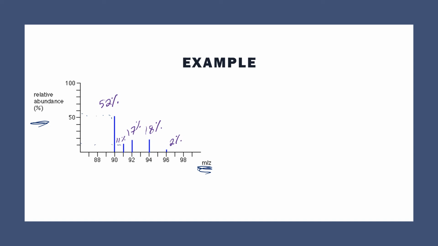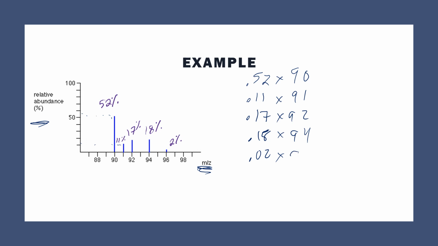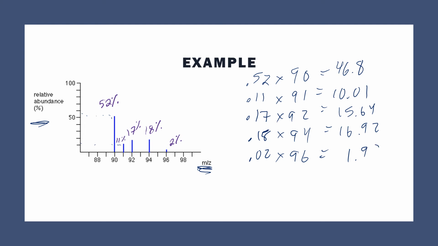So you'll change the percents to decimals, 0.52, 0.11, 0.17, 0.18, and 0.02. And then you will multiply by the masses from the x-axis there. So 90, 91, 92, 94, and 96. Go ahead and multiply. And you get 46.8, 10.01, 15.64, 16.92, and 1.92. And then you need to add them all together. And when you add them all together, you get 91.29, and that's AMU, atomic mass units.